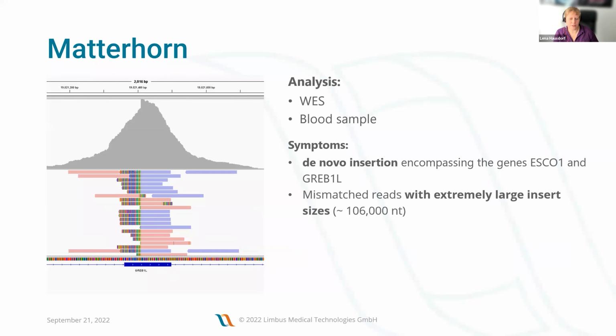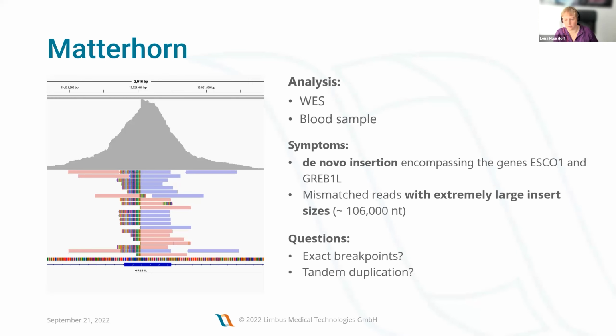And the next case was a whole exome sequencing with a blood sample. And this was pretty clear. There was not much confusion. It was an insertion that was also detected like this. It was de novo. It was encompassing 2 genes. But the breakpoint was very clearly visible, which was nice. And there were very big reads with mismatch.